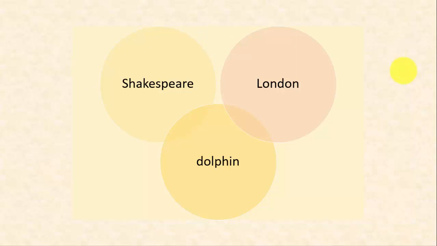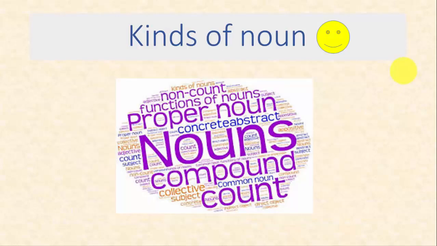Shakespeare. Shakespeare is a renowned personality, a well-known writer, dramatist, poet, sonnet writer. We are all familiar, a renowned personality in the history of English literature. So this name is also known as a noun. Next example is London. London is the capital city of England. Next is dolphin, which belongs to the class of animals, and it's a kind of fish. So all these three examples also belong to the class of noun.